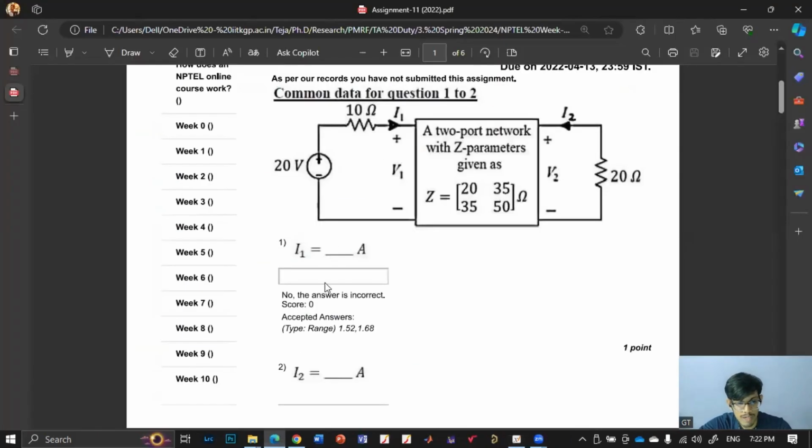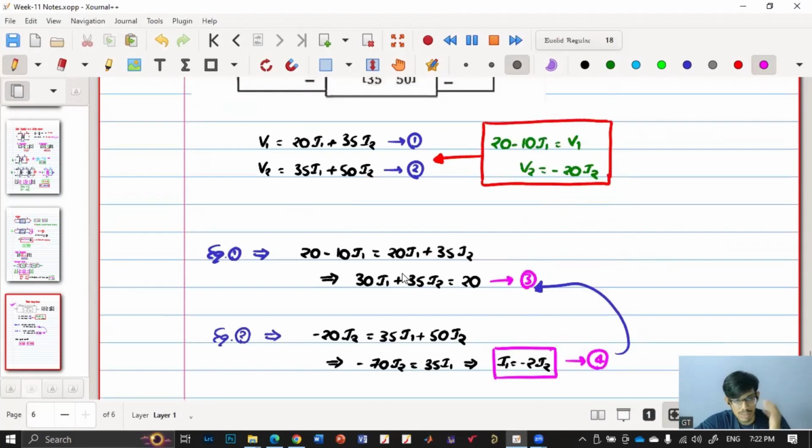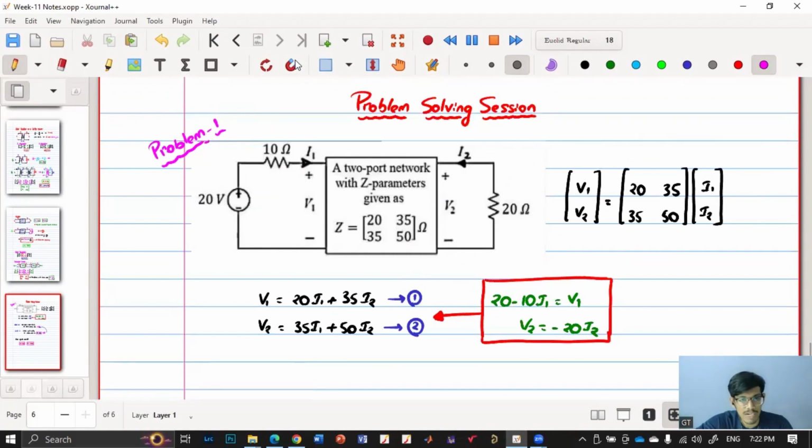So if we go back here, I1 is how much? 1.6 amperes, and I2 is how much? Minus 0.8 amperes. So be careful with the minus sign. And yes, then we'll be getting I1 and I2. So I hope this question is clear. So this is our problem one, simple and straightforward.